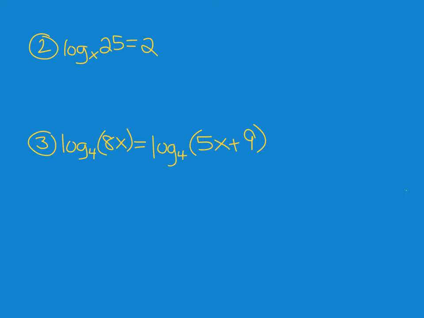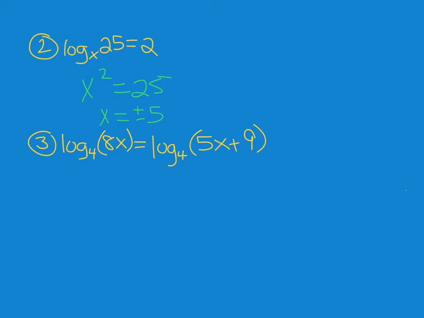Go ahead, pause the video and try number 2. You can even try number 3. You can pause and try number 3 if you think you know what to do on that one. It's not as hard as it looks. So for number 2, we are going to rewrite this as x, that's my base, to the second, that's my exponent, is equal to 25. If I take the square root of both sides, I get x equals plus or minus 5. Don't forget that usually when you take square roots on both sides, you will have two answers.